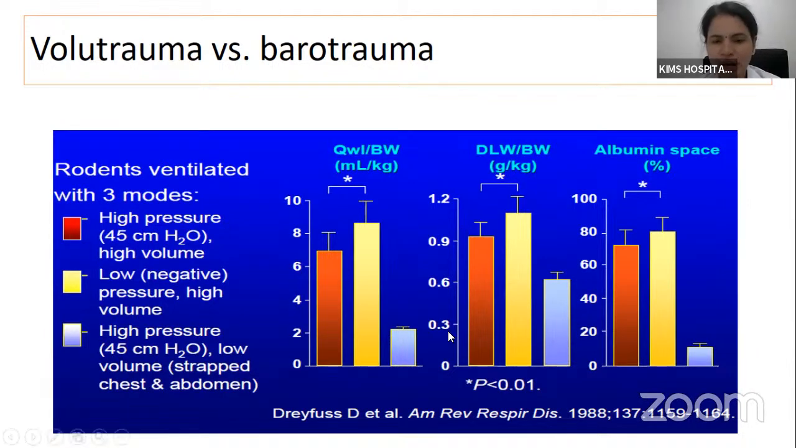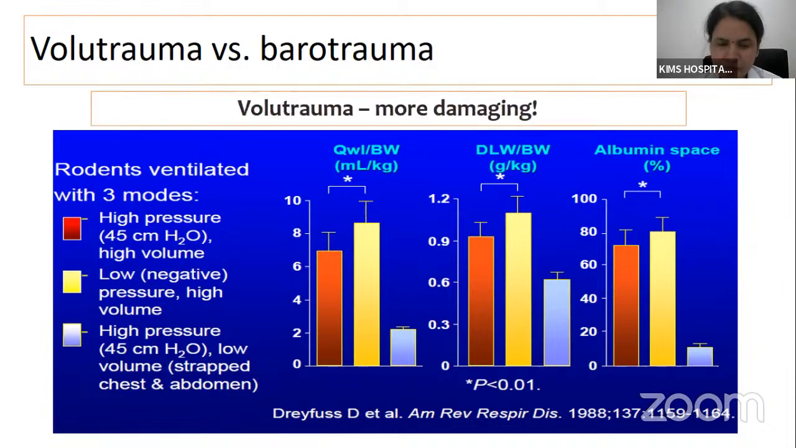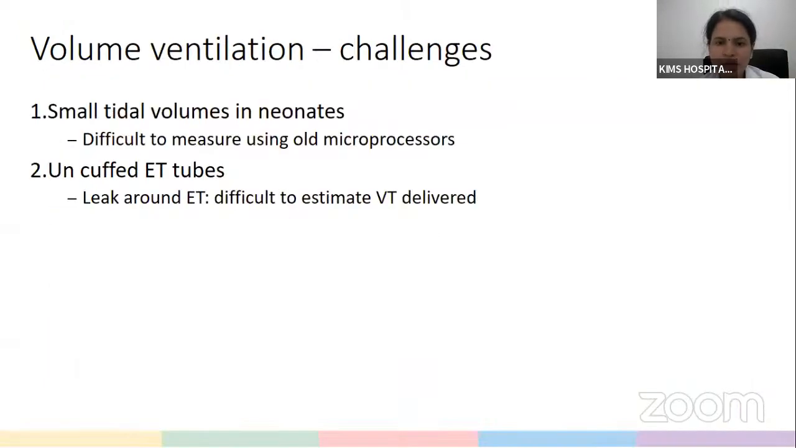So the lung injury, as measured by different markers, it was least in the last group, that is in the high pressure, low volume ventilation. So it means irrespective of high or low pressure, if you use low tidal volumes, the lung injury is lesser. So this actually makes it more logical for us to try and control tidal volume during ventilation.